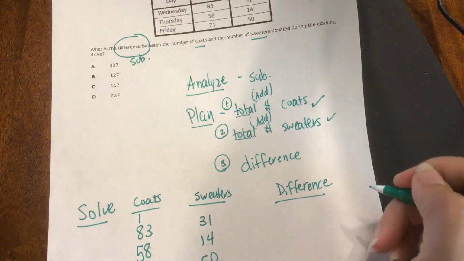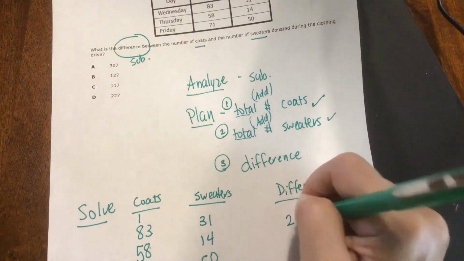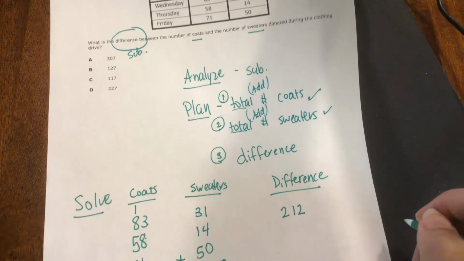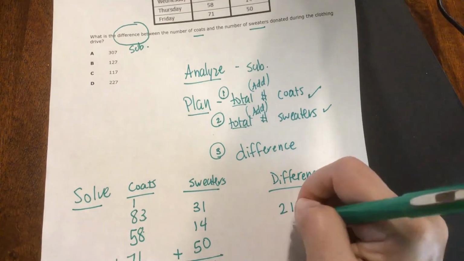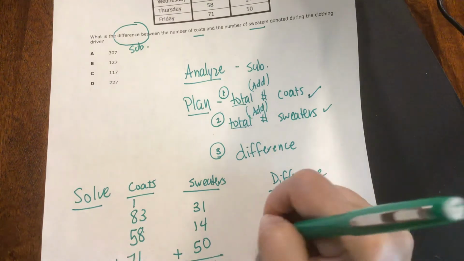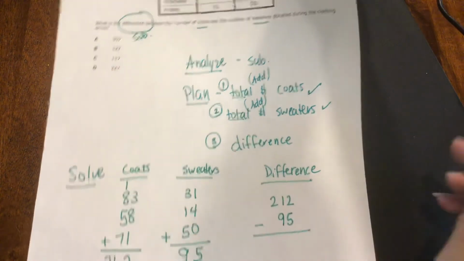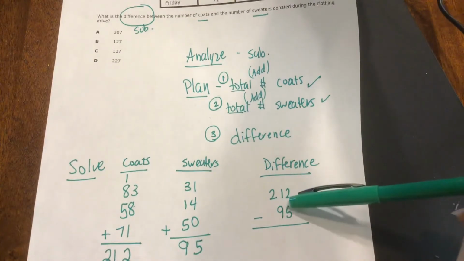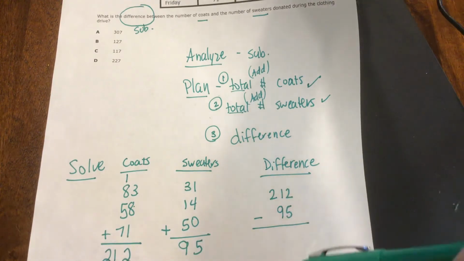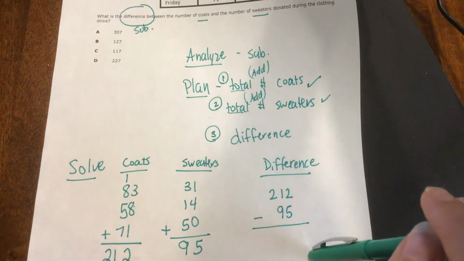Okay, so the total number of coats was 212. The total number of sweaters was 95. Notice I put my largest number on top. If I was to have put that 95 on top, we would be stuck right now. We would not be able to do that.